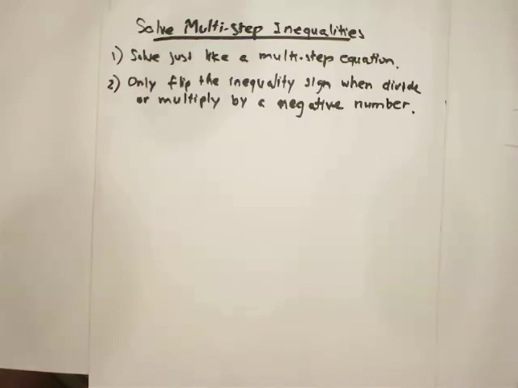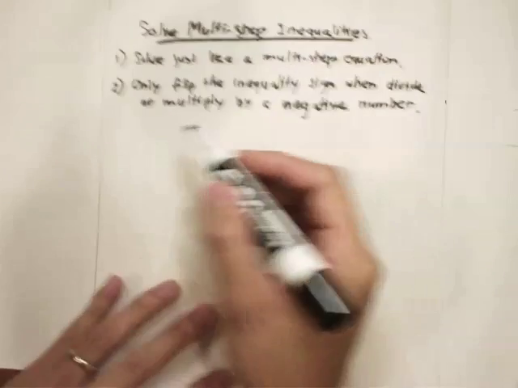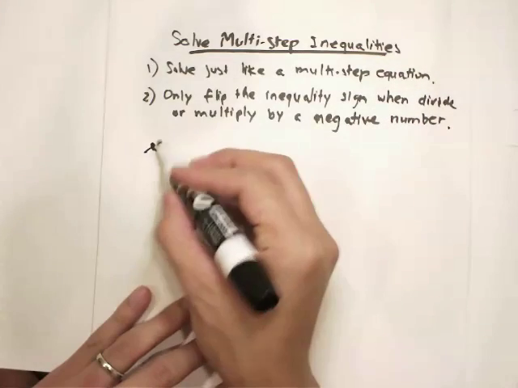And the last thing you need to remember is only flip the inequality sign when you divide or multiply by a negative value during your last step. This is the last thing you write, where the variable is going to be by itself. You don't flip anything just yet until the very end, only when you divide or multiply by a negative value. So don't forget about that. With that in mind, take a look at this example that I have for you.